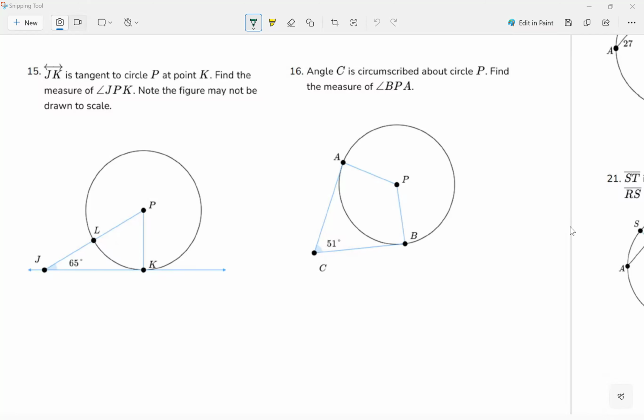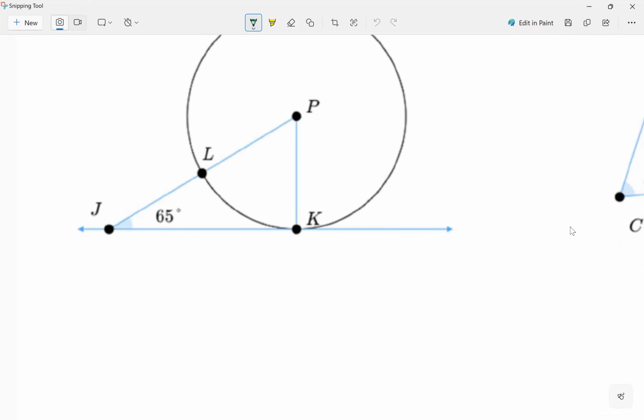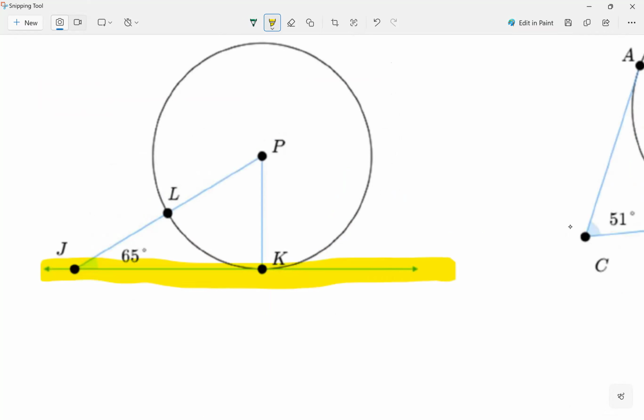We're going to start working with tangent segments. Now, the tangent segment is a segment that touches a circle at one point. For example, here number 15, just for us to see. Let me highlight this segment. You see, it touches the circle only at one point. Actually, the line will touch the circle at one point.